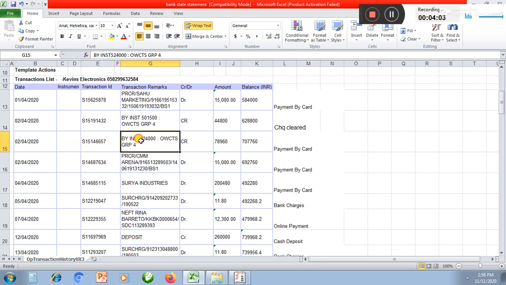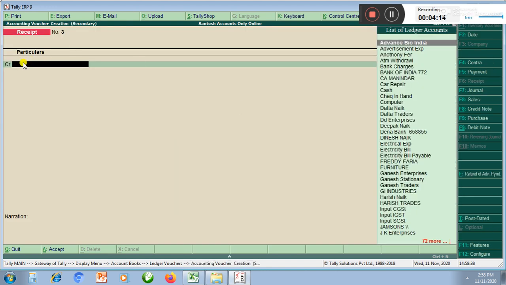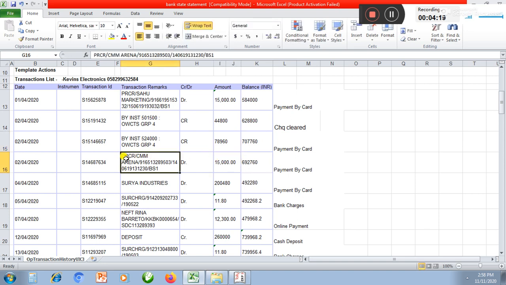This is again an instrument, check clear. We have deposited this check into the bank and the check is cleared. This is the check number. Find out whose check it is and pass the receipt accordingly. Alt A, receipt. Again you put the party account and debit the bank.